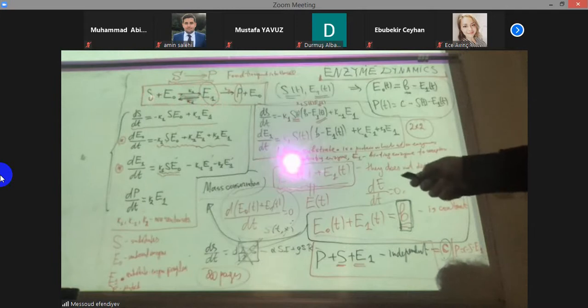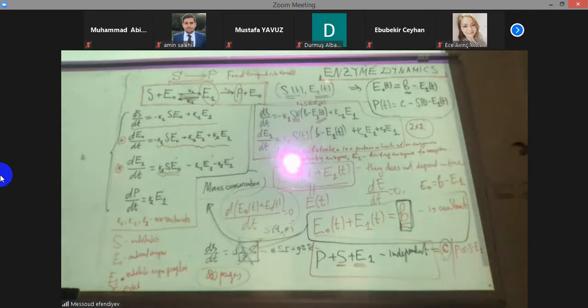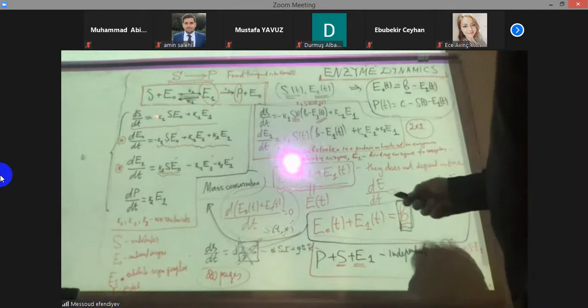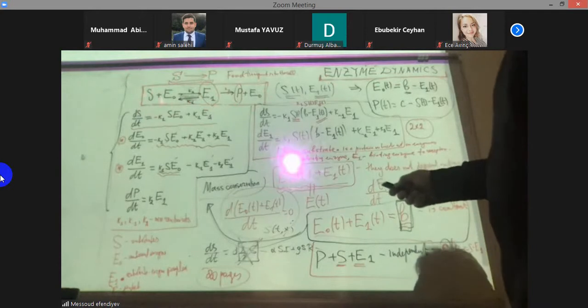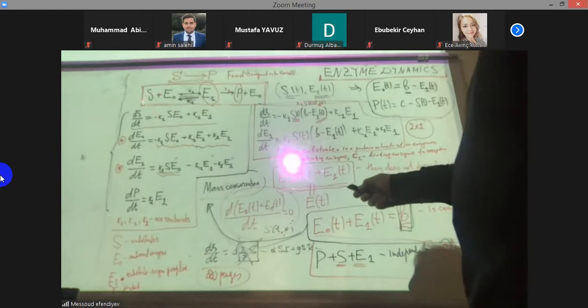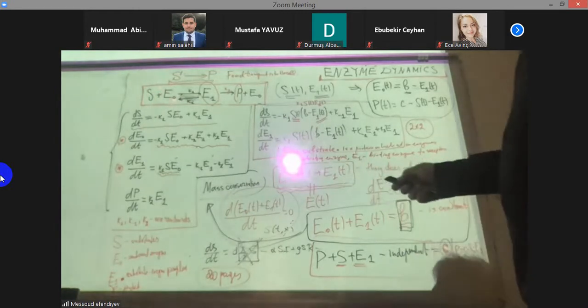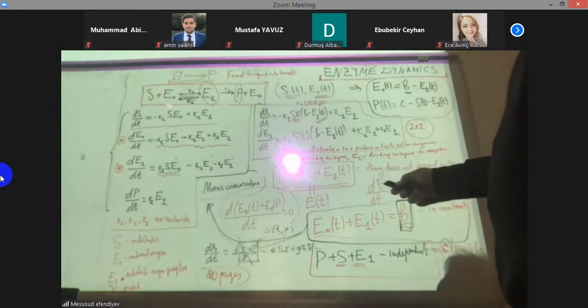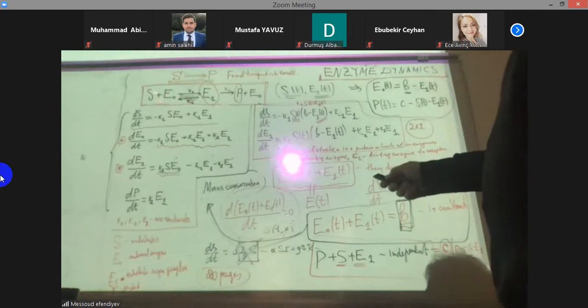I am saying that in this reaction, in terms of enzyme dynamics, means the following. Here S is a substrate. I will give you now the exact definition of what the substrate is. But E0 will be the unbound enzyme. Please write this.